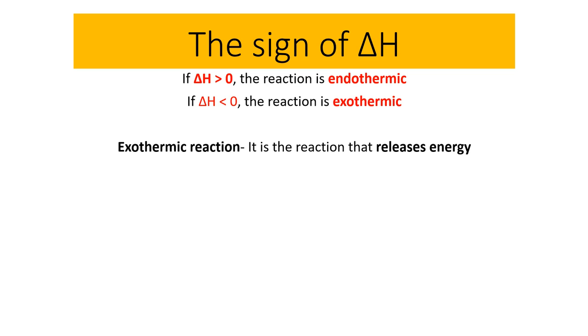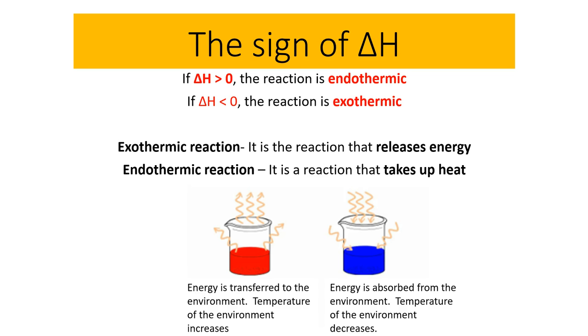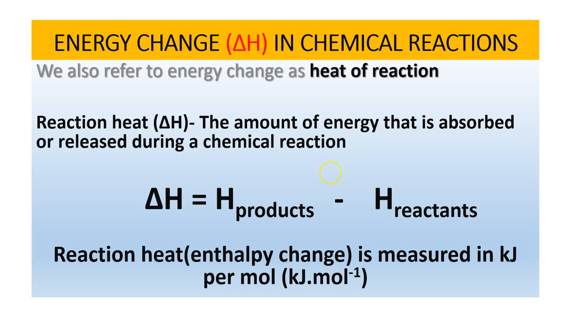Let's explain that. An exothermic reaction is a reaction that releases energy, and an endothermic reaction is a reaction that takes up energy. So why is delta H positive for an endothermic reaction? Well, if the reaction took up energy, it means that the products must have more energy than the reactants. So if the products have more energy than the reactants, then the difference between these two must give me a positive number, and that is an endothermic reaction.